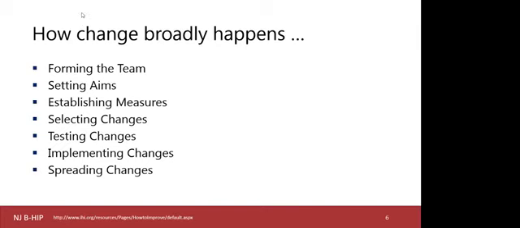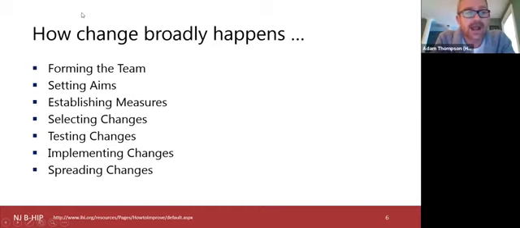So returning back to the slide, one of the ways we wanted to start out was by identifying how change broadly happens, regardless of what system you may be working in or what change methodology your quality improvement team or committee may use at your institution.